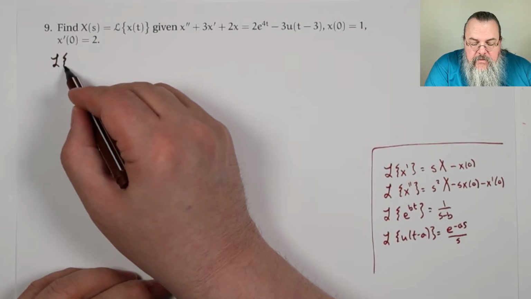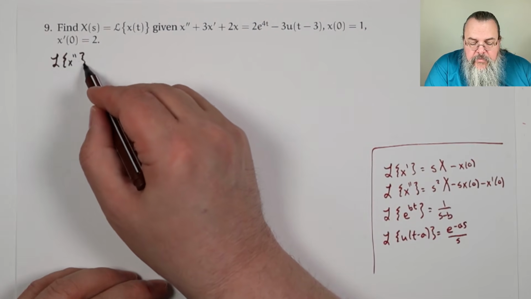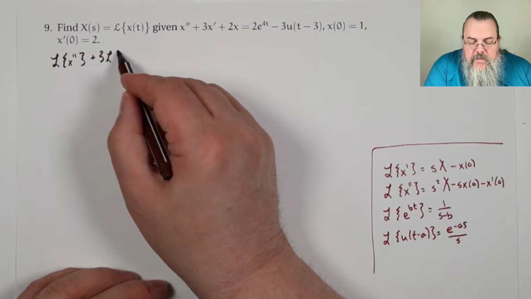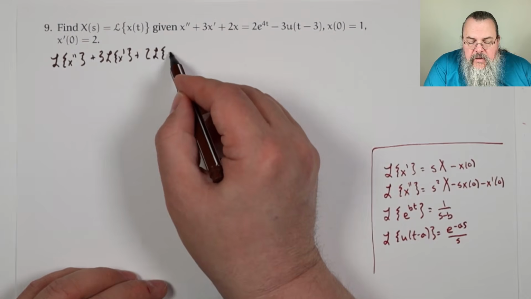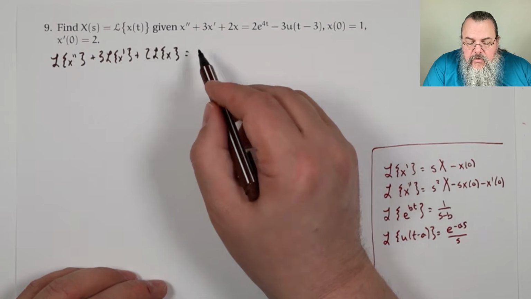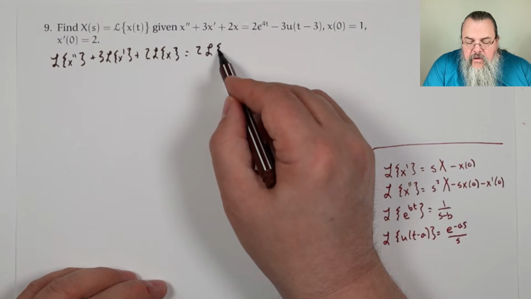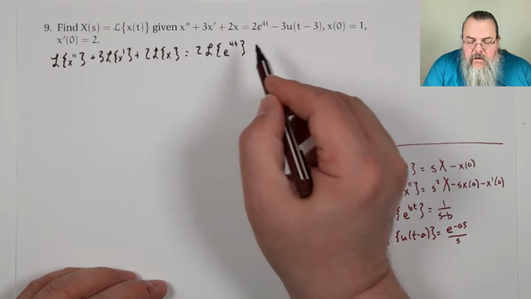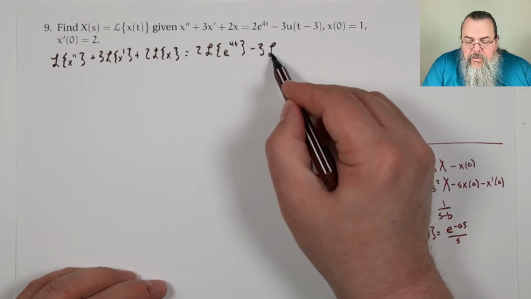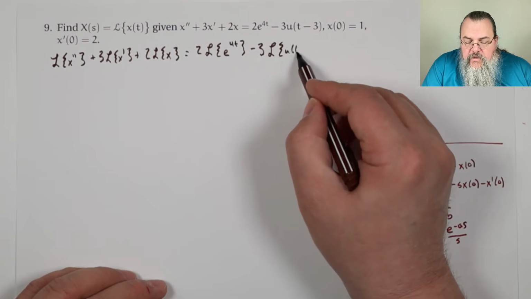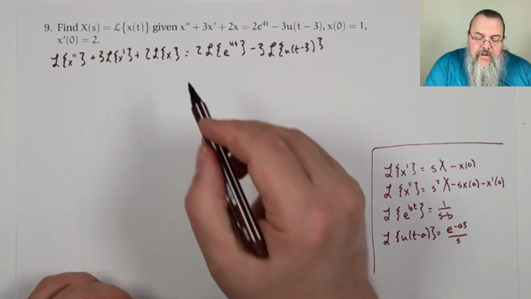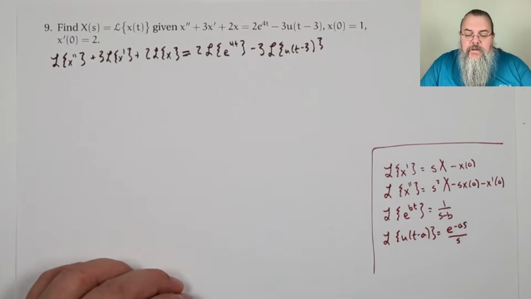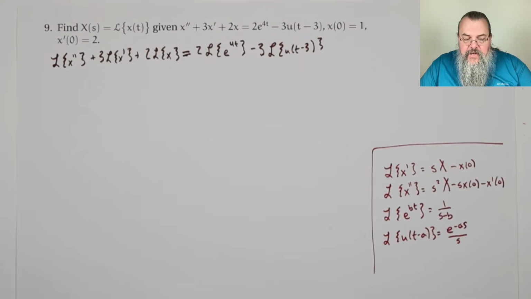So the Laplace of x'' plus 3 Laplace of x' plus 2 Laplace of x is equal to 2 Laplace of e^(4t) minus 3 Laplace of u(t-3). Okay, so we took Laplace on both sides. Though the result will still be equal, we use linearity to break things up. Now we go through term by term.